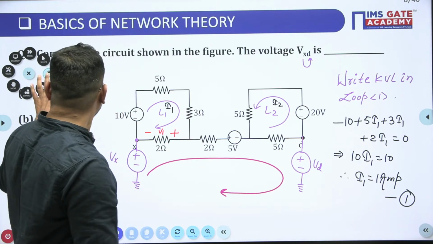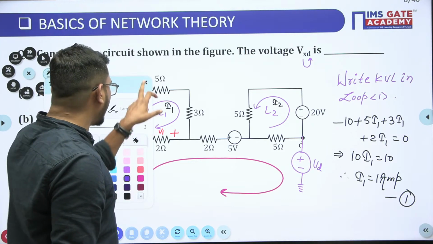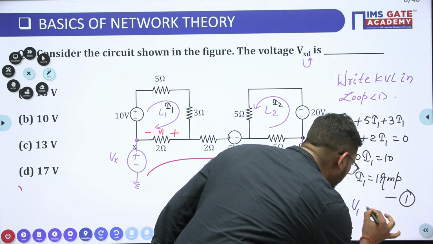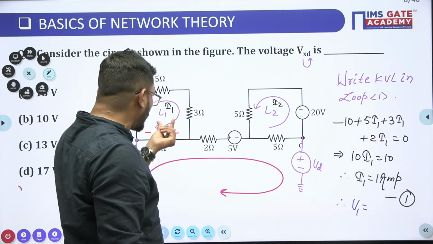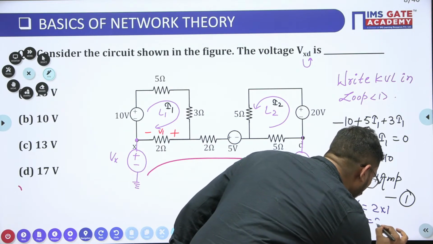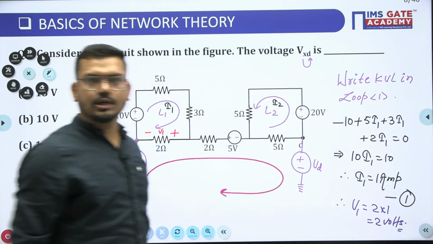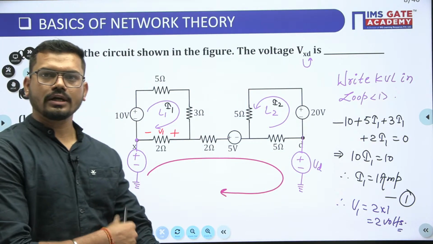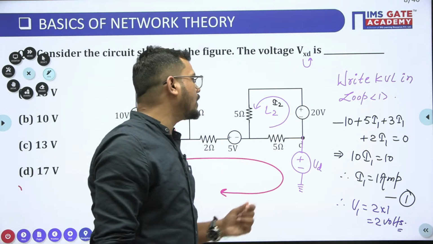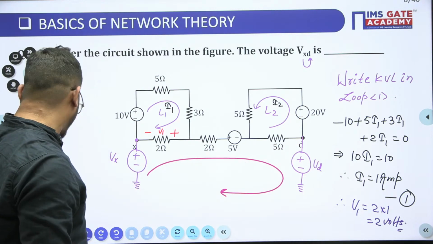So V1 is 2 into I1, and I1 is 1, so therefore V1 is 2 volts. Is it clear to all, yes or no? Okay, very good. Now similarly we can find the value of I2 also. So let us find the value of I2.